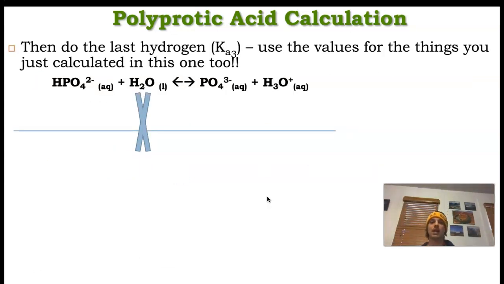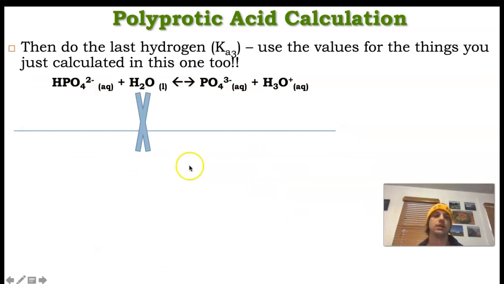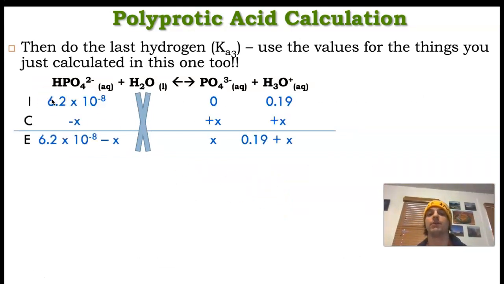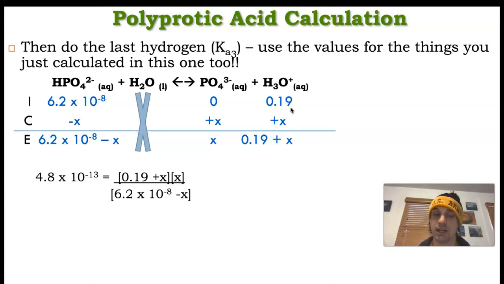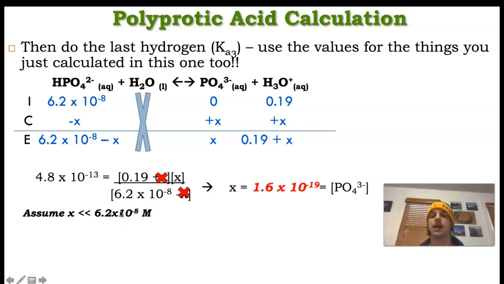All right, last one, HPO4. So what is that concentration? Right here. That concentration is right here. So now I'm going to take that and plug it into my ice table. All of my other information I calculated from earlier ice tables. So now I have my Ka3 right there, and I am ignoring x. I'm writing assuming x is much smaller than the smaller number. Then I solve for x, tiny number.